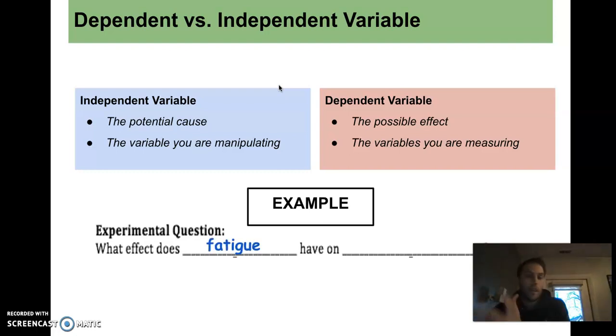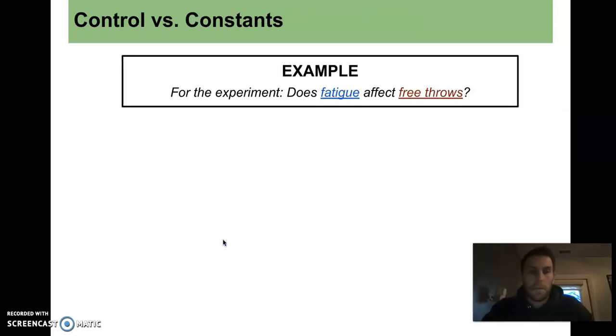Maybe an example experiment, and we did this at the beginning of the year, is: what effect does fatigue have on free throw shooting? And so we can manipulate fatigue. We can make someone more tired by having them run a bunch, and then we could have them shoot free throws and measure how well they shoot, to see if it's affected.